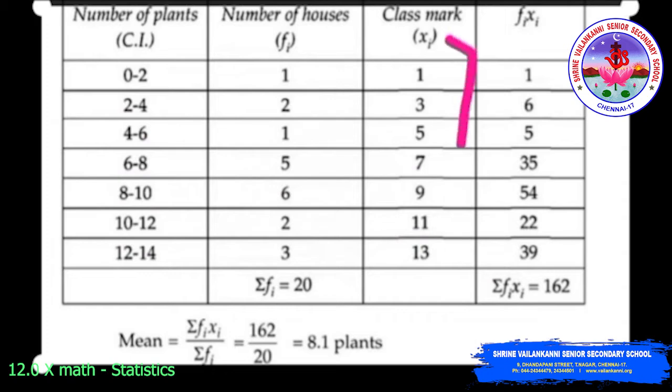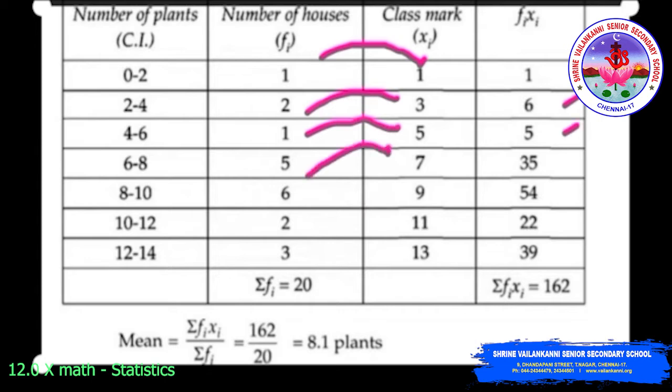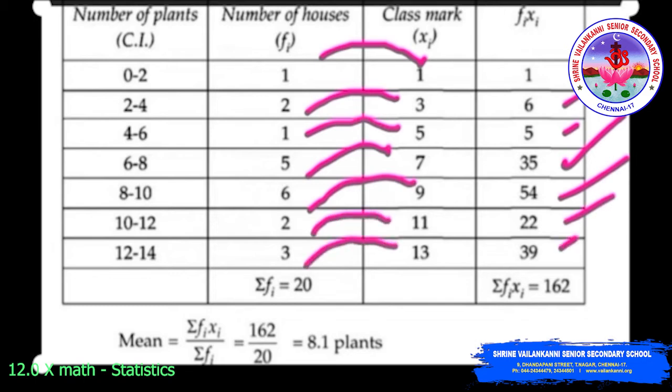So I got the class marks. To multiply fi xi, 1 into 1, I'll get 1. 2 into 3, 6. 5 into 1, 5. 5 into 7, 35. 6 into 9, 54. 2 into 11, 22. 3 into 13, 39.